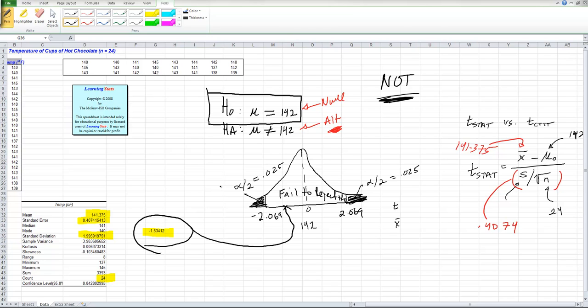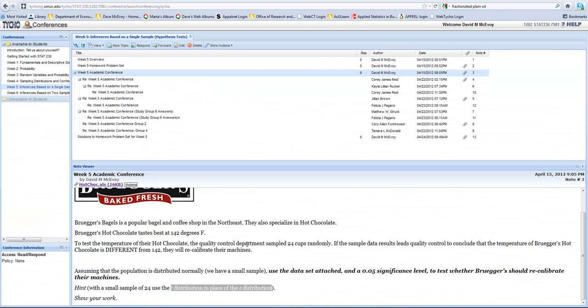Now if we rejected the null, if my test statistic was such that I'd be in the shaded region, then I reject the null in favor of the alternative and say that the average temperature is something different from 142. On the left-hand side, it would be something less than 142, and on the right, something greater than. Let me go back to the question, see if I've answered everything. Yeah, and so that is the answer.